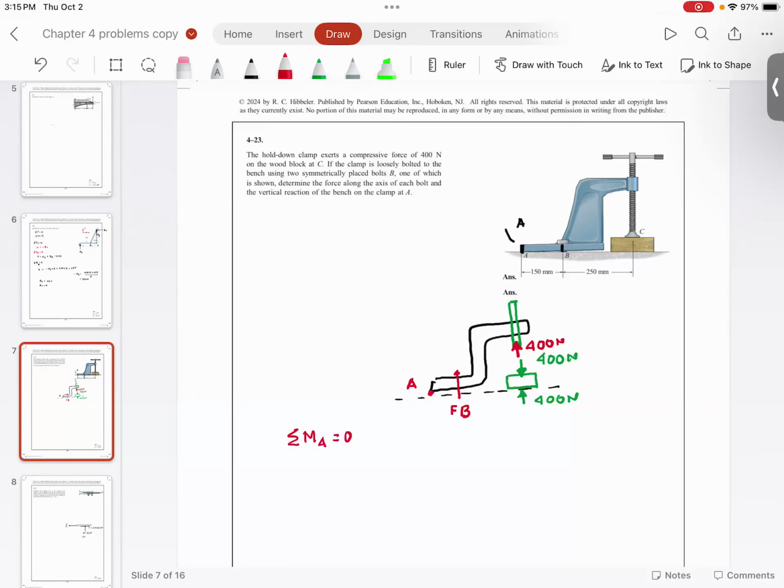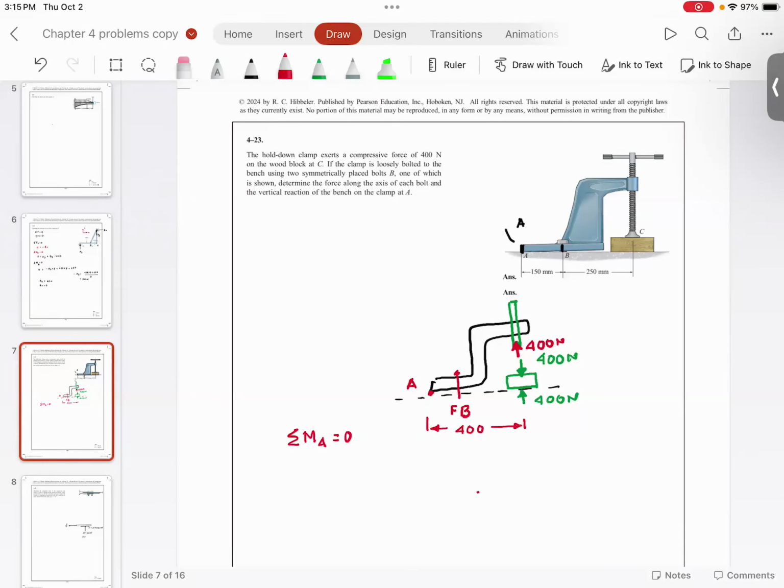0, you are going to have the moment that is given by 400 Newton. The lever arm for the 400 Newton is 150 plus 250, which is 400. And that is cancelled out by the force in the bolt. But there are two bolts. Remember, there are two bolts.